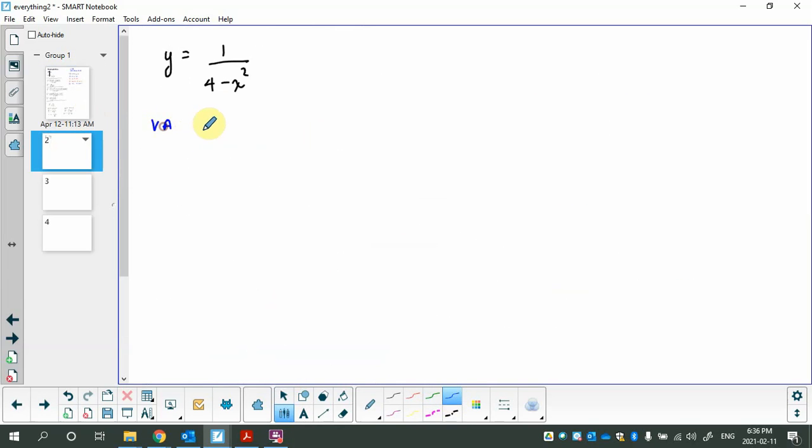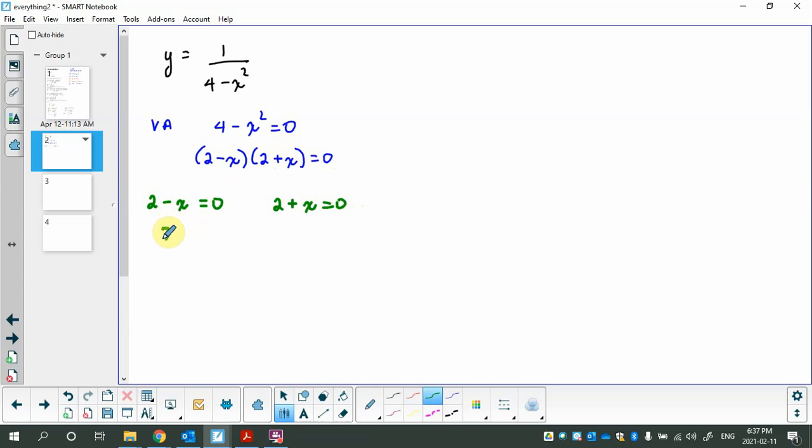So vertical asymptote, you let the denominator equal 0. That's a difference of squares backwards. Not that there is a difference of squares forwards or backwards, but we get that. That means we have 2 minus x equals 0 and 2 plus x equals 0. With this one, you want to take the x across the equal sign to the right, and this one, we want to take the 2 across the equal sign to the right. So we end up with vertical asymptotes of x equals 2 and x equals negative 2. This is kind of the proper way of doing it.